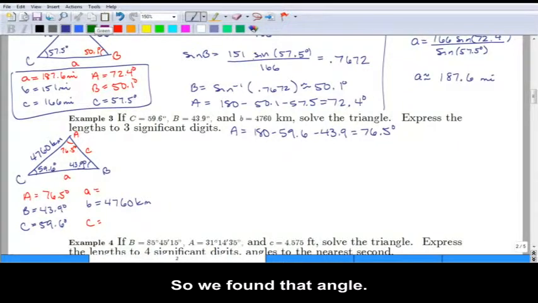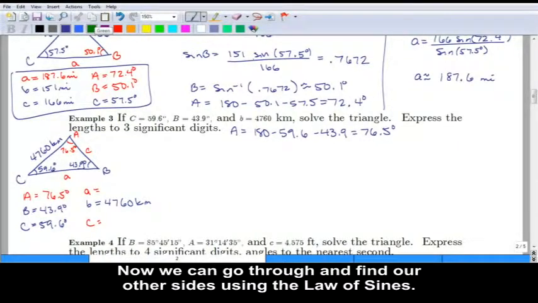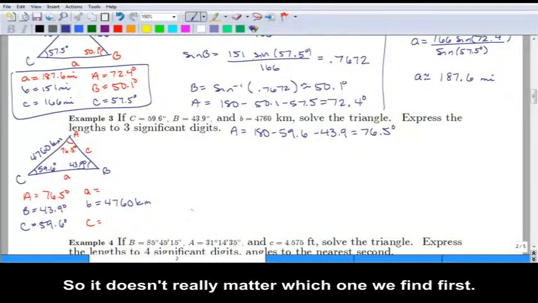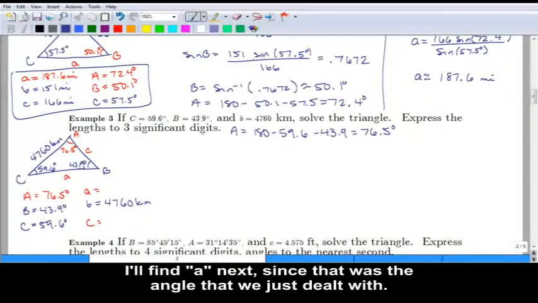So we found that angle. Now we can go through and find our other sides using the law of sines. It doesn't really matter which one we find first. I'll find A next since that was the angle that we just dealt with.